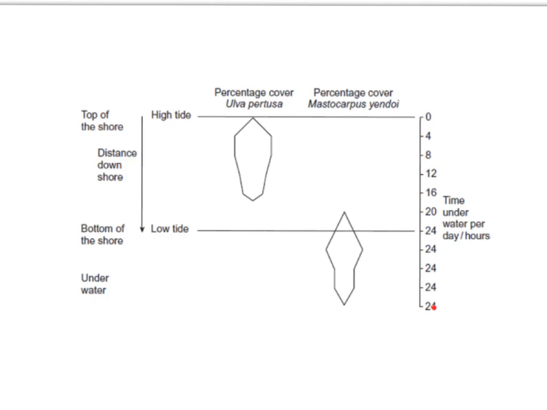So here we've got the lower shore, here we've got the top of the shore, and we've got time underwater per day. You can see, and this is called a kite diagram, and it's a graphical representation of the percentage cover. So you can see that this species first starts to appear at this point here, and has finished appearing on the shore at that height of the shore, and this species first appears here, and then is not found anymore at that point on the shore. And this species is most abundant with 4 hours under the water.